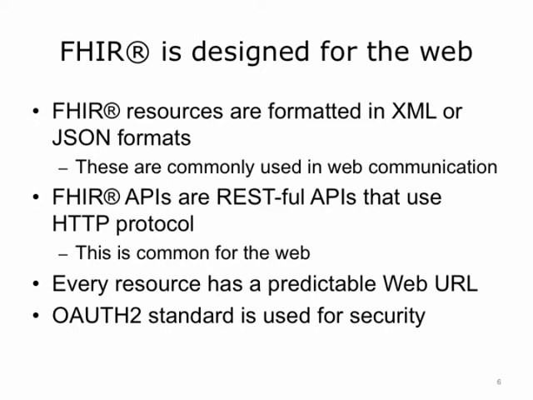Applications that interact with the web often use RESTful APIs. One example of a RESTful API is the Twitter API. HL7 FHIR uses the same principles. That means that a small set of operations are used, such as get a resource and post a resource. Additionally, there is a predictable URL for each resource.